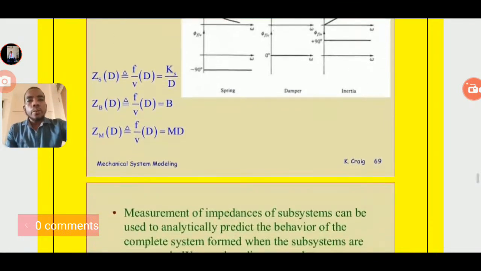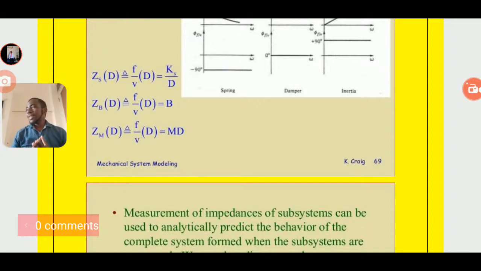So here we can say that the impedance Zs(D) is equal to delta F by V at D, which is equal to Ks by D. So Zb(D), the impedance in the case of the damper or friction element, is equal to delta F by V, which is equal to B only.